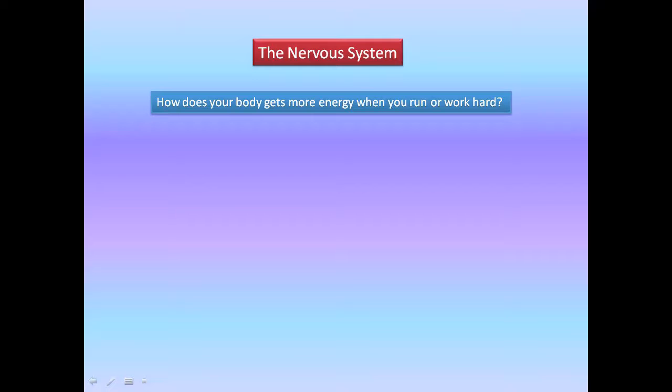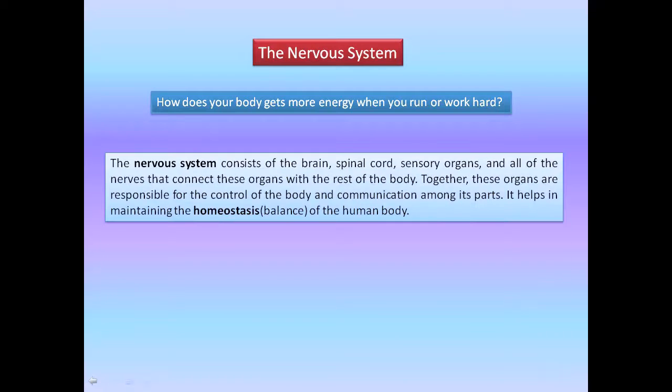So how does your body get more energy when you run or work hard? This is all because of your nervous system. So nervous system consists of brain, spinal cord, sensory organs, and all of the nerves that connect these organs with the rest of the body. So together these organs are responsible for control of the body and in communication among its parts. It helps in maintaining the homeostasis balance of the human body.